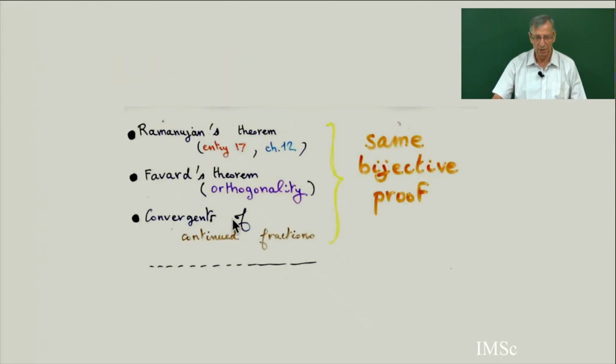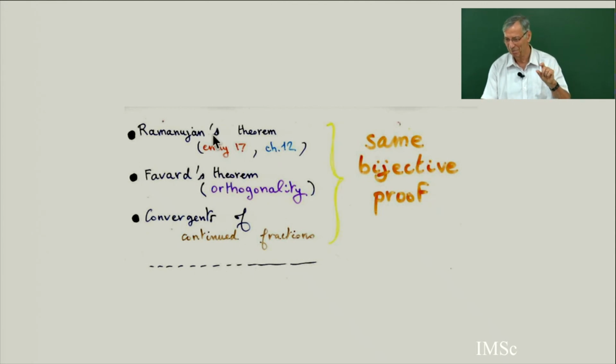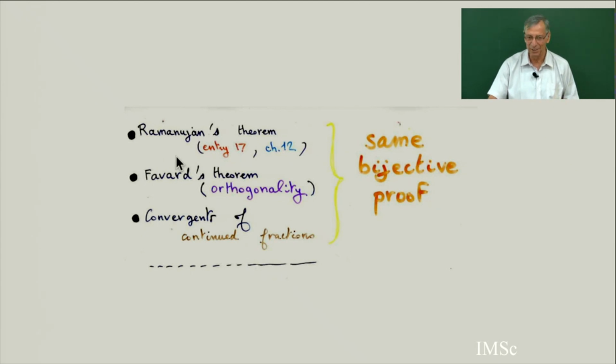And this bijective proof is going to be the same as this one, which is going to be the same as this one. So you can unify many completely different results in the same setting, with the same bijection, which works much more generally. So what is this theorem?